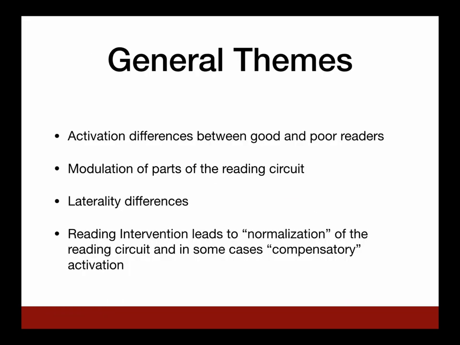So I'm going to do that thing that psychologists do often, and since I'm a psychologist, I don't feel bad doing it. General themes are we see activation differences between good and poor readers. We see modulations of parts of the reading circuit based on how proficient you are as a reader, whether it's proficient after a reading intervention or just overall proficiency. We see laterality differences. Typically, we see more activation in the left hemisphere for processing language than in the right hemisphere, particularly if you're a proficient reader.